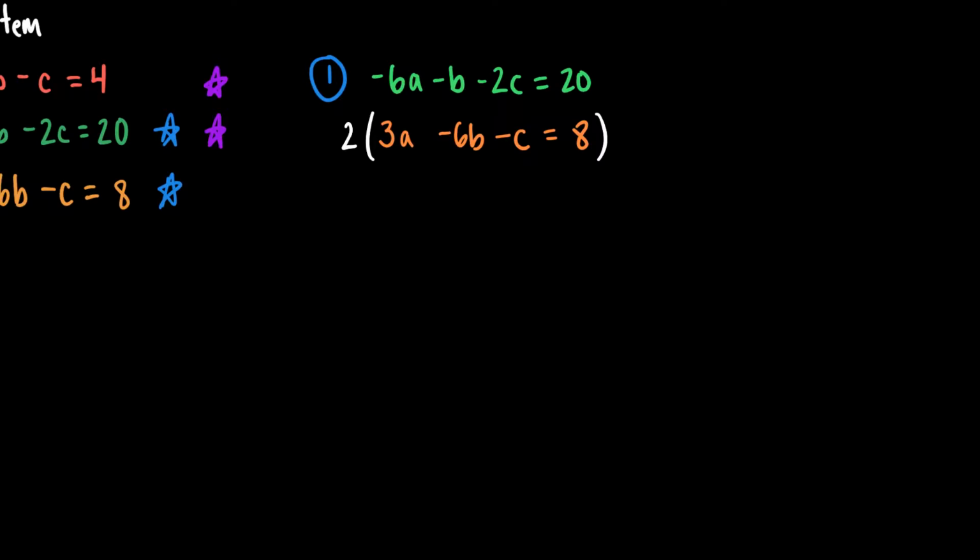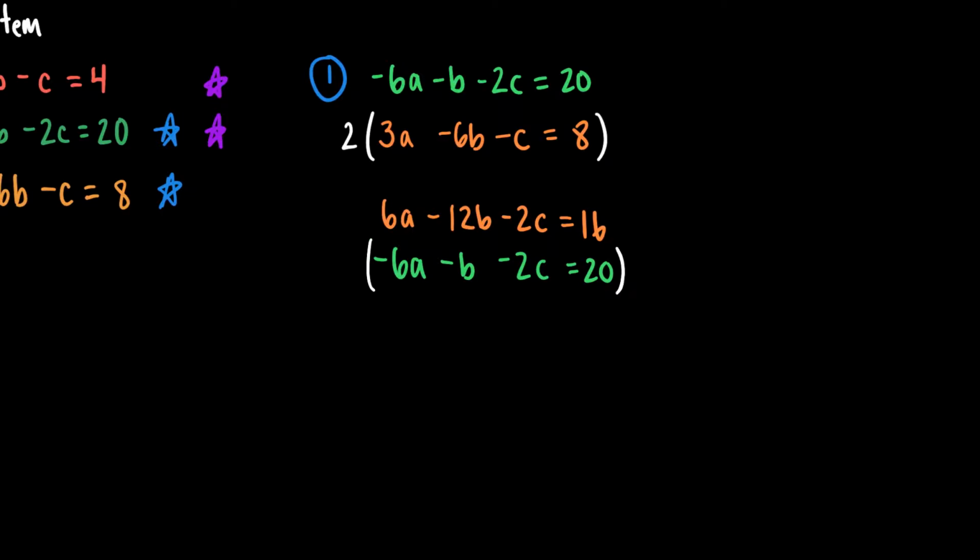So if we double the orange equation, we'll have 6A minus 12B minus 2C is equal to 16. I'm just going to recopy the green equation. So negative 6A minus B minus 2C is equal to 20. So I've doubled the orange. That gets me the 6A that I need to cancel with that negative 6A. So we've got our two equations. Let's go ahead and add. Let's add the green one to the orange one.